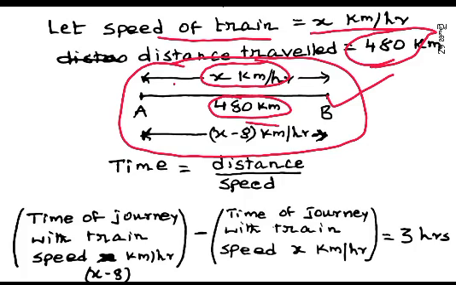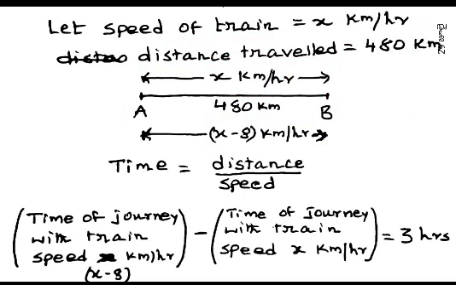The same train has traveled with less speed, that is x minus 8 kilometers per hour. The time difference is 3 hours. Now we know the formula: time equals distance by speed.